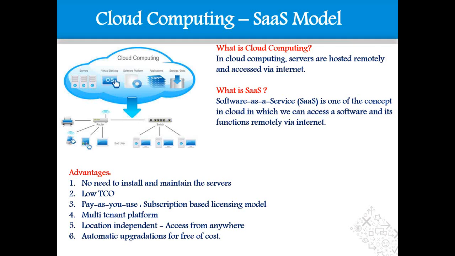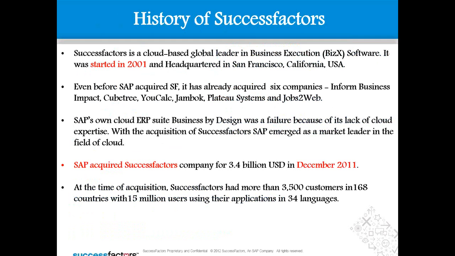The first and foremost is that we need not install or maintain any of the servers. This way, the total cost of ownership would be very low. And this is purely a pay as you use, subscription based licensing model. This supports multi tenancy, which means a single application server will be used by multiple customers, and each customer would be called a tenant. This is location independent, that is, we can access from anywhere provided we have the internet connection. And the upgradations would be free of cost and they would be automatic.